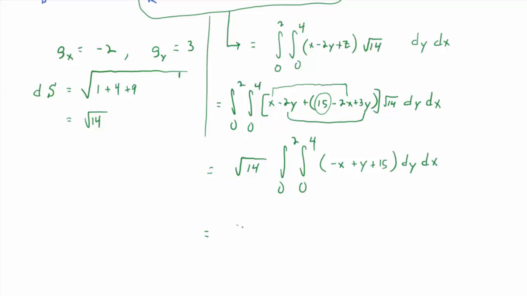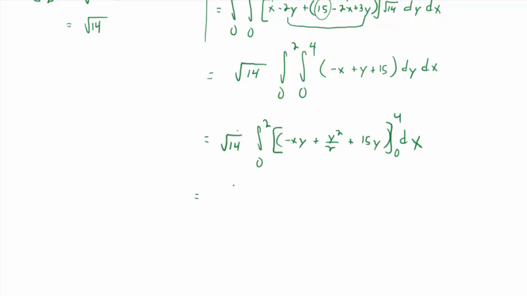So we integrate this, square root of 14, integral 0 to 2. Okay, integrate this for me with respect to y. What do we get? Negative x times y, y squared over 2 plus 15y dx. What are we evaluating that from? Whoops, that should be a dx on the outside. 0 to 4, right?